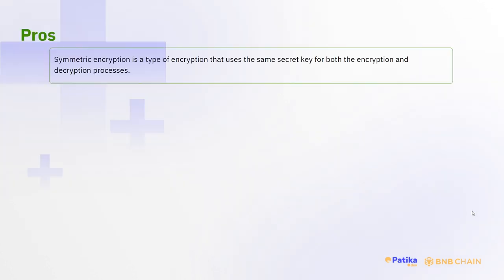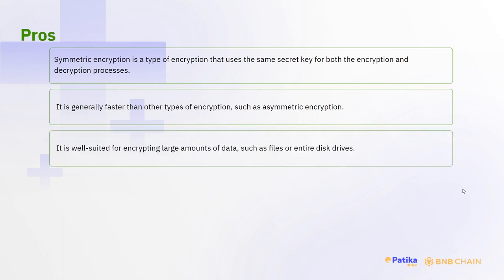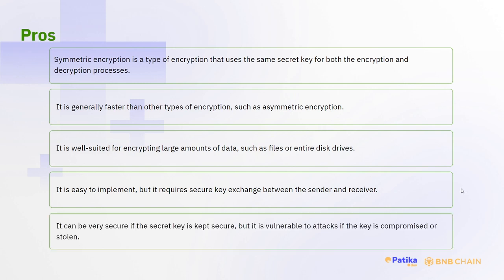Symmetric encryption is a type of encryption that uses the same secret key for both the encryption and decryption process. Don't confuse it with two keys. It's generally faster than other types of encryption, such as asymmetric encryption, which we'll see in a minute. It's well suited for encrypting large amounts of data, such as files or entire disk drives. It's easy to implement, but it requires secure key exchange between the sender and receiver. It can be very secure if the secret key is kept secret, but it's vulnerable to attacks if the key is compromised or stolen.